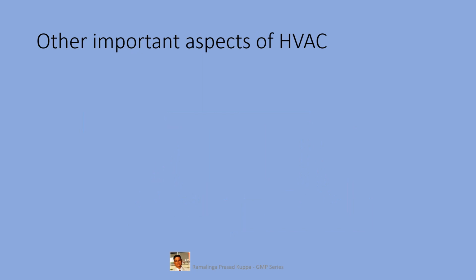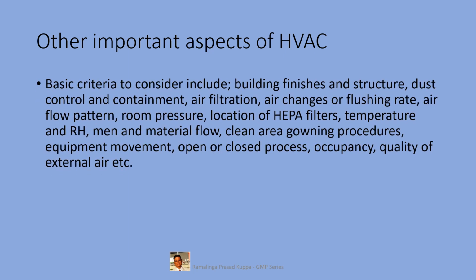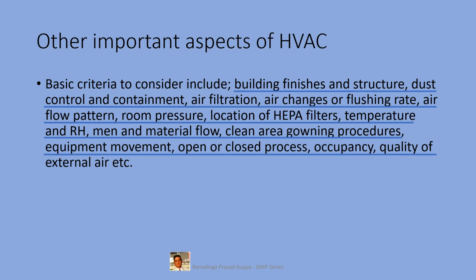Let us see other important aspects of HVAC systems. Basic criteria to consider include building finishes and structure, dust control and containment, air filtration, air changes or flushing rate, airflow pattern, room pressure, location of HEPA filters, temperature and RH, man and material flow, clean area gowning procedures, equipment movement, open or closed process, occupancy, quality of external air, etc.